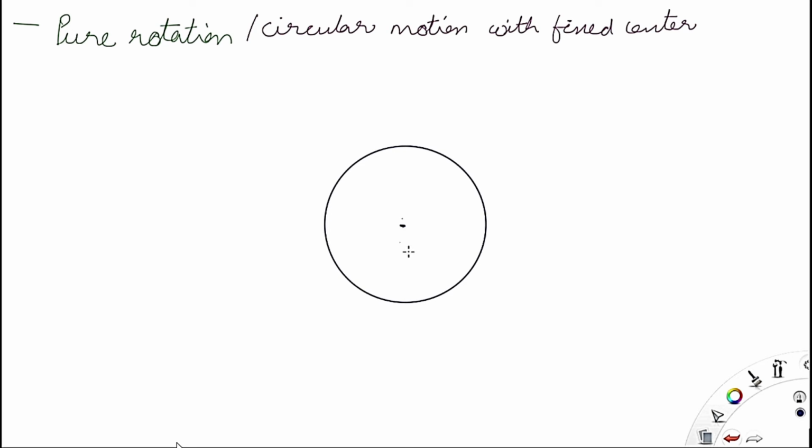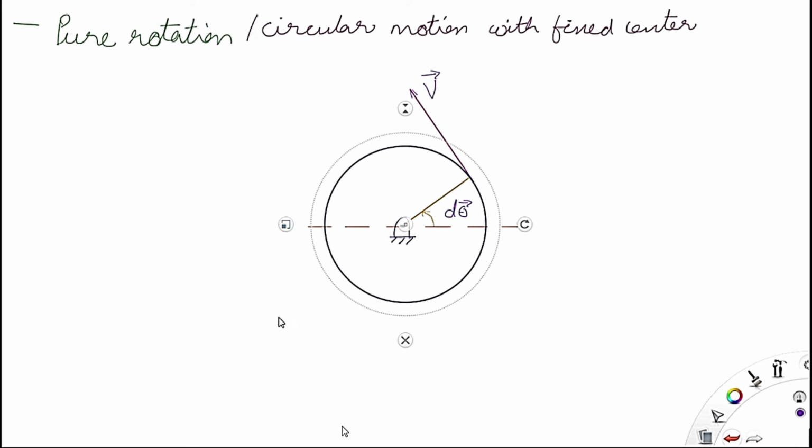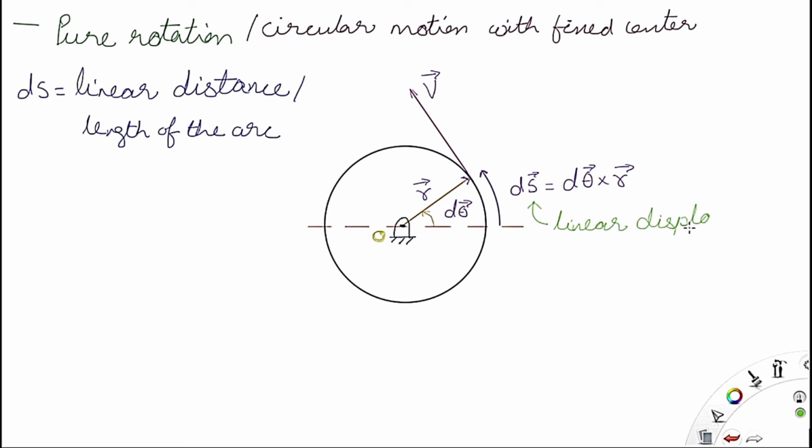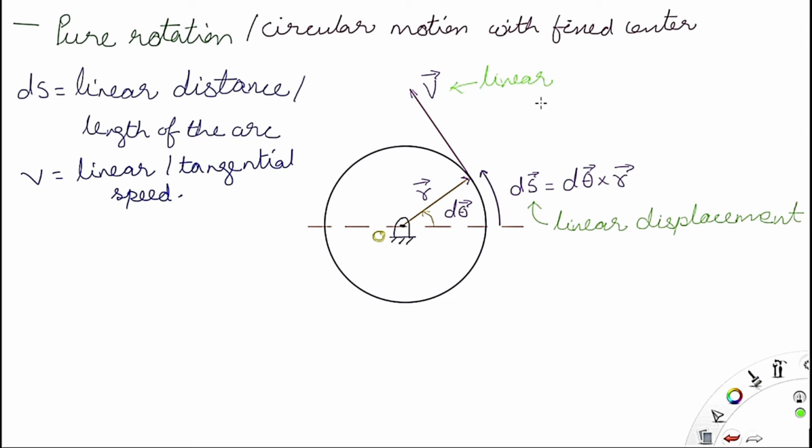Now in pure rotation, pure rotation means the body is executing a circular motion with respect to its center that is fixed. So in this figure, the center has been fixed, and this rim is rotating. So in pure rotation, which is the circular motion with a fixed center, these are the things that have been shown.